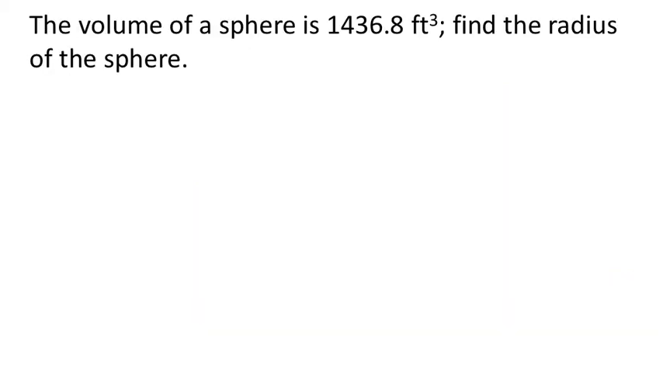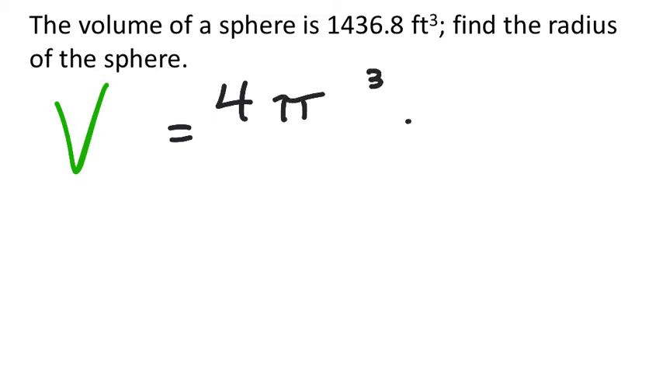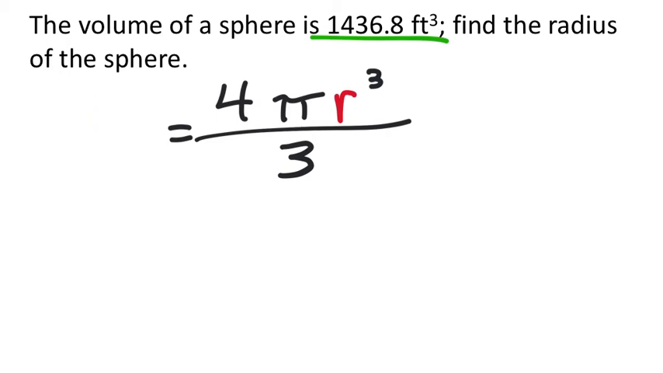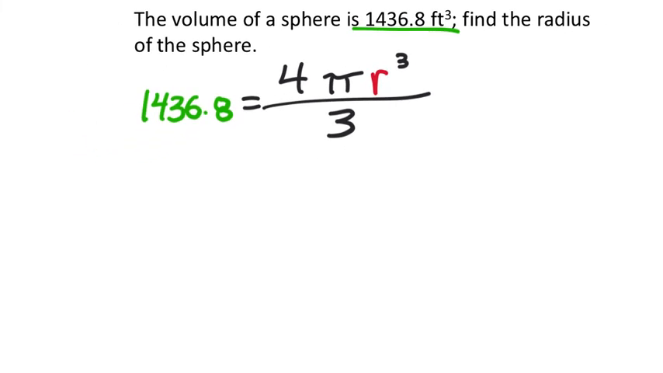The volume of a sphere is 1,436.8 cubic feet. Find the radius of the sphere. Okay, no problem, because we know the volume formula for a sphere, which equals 4 times pi times the radius to the power of 3 all over 3. And yeah, what they give us on this one is the volume right here. So I'll replace that volume with that value, 1,436.8 cubic feet. And so we need to go into our principles of equality to solve this.